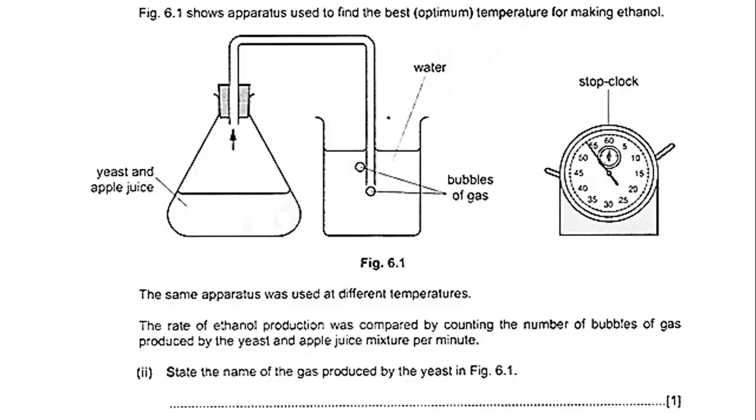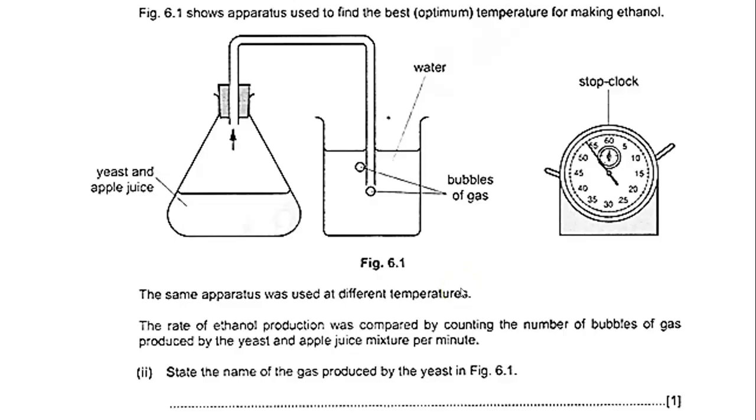Figure 6.1 shows apparatus used to find the best temperature for making ethanol. The same apparatus was used at different temperatures. The rate of ethanol production was compared by counting the number of bubbles of gas produced by the yeast and apple juice mixture per minute. State the name of the gas produced by the yeast.